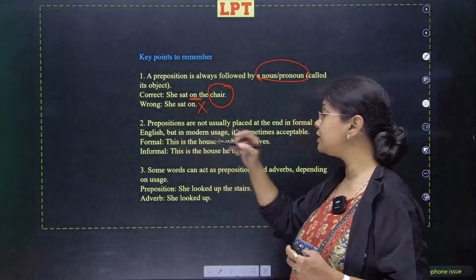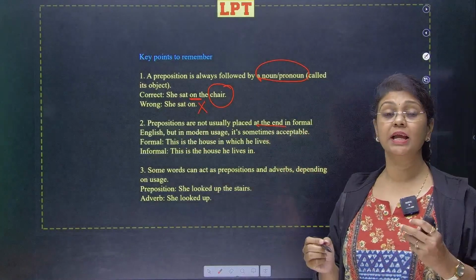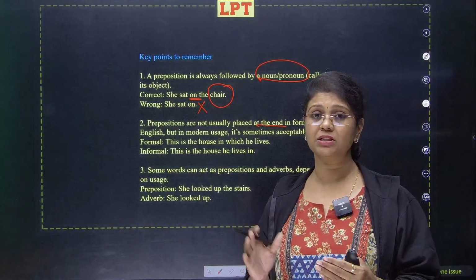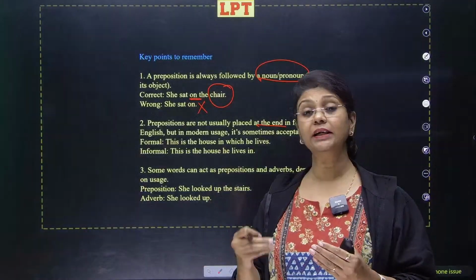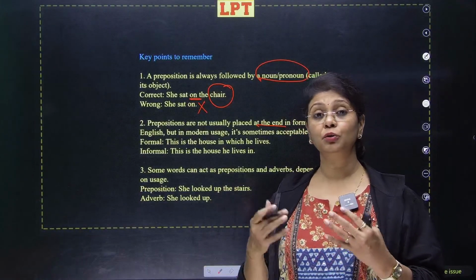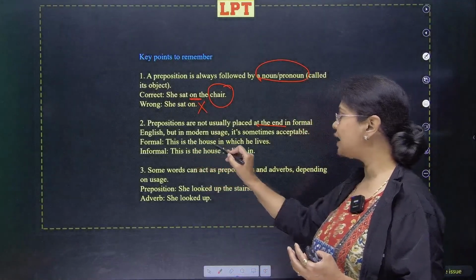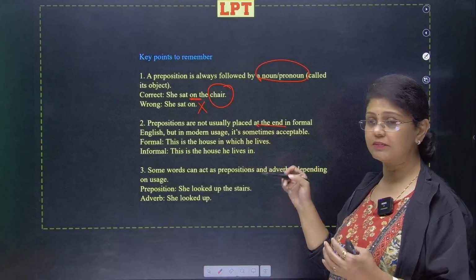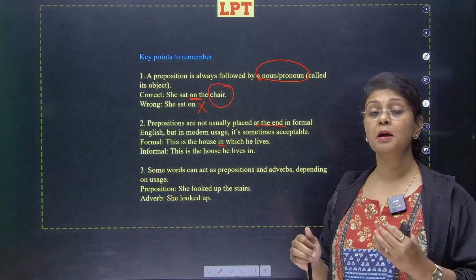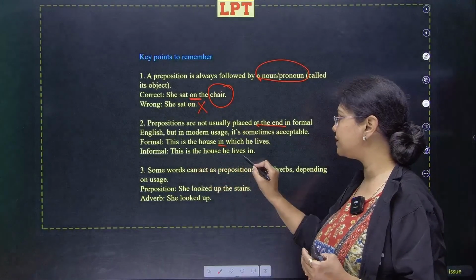Second one, prepositions are not usually placed at the end in formal English. Generally, when it comes down to formal English, we don't place prepositions at the end. But if you look at the contemporary usage of prepositions, it is sometimes acceptable to put it at the end of the sentence. So, for example, when you say, this is the house in which he lives, this is absolutely fine because you have a preposition in here. But in the informal format, you can also say, this is the house he lives in.